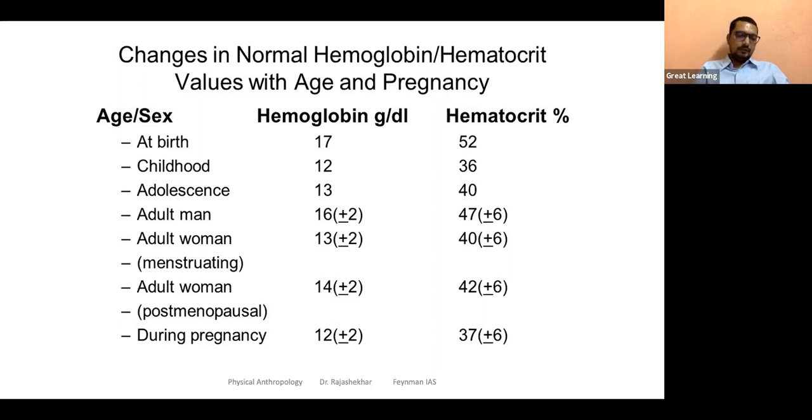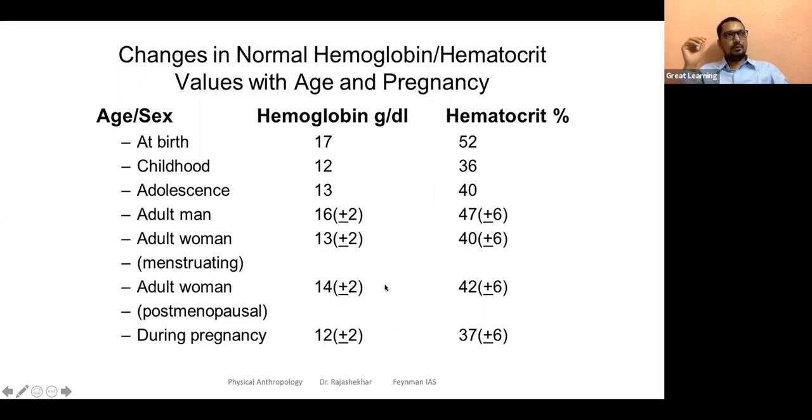Okay, and same with women during pregnancy, they also tend to have low levels. So in general, women have less hemoglobin than men. So adult women, menstruating women, postmenopausal women, and pregnant women, these numbers 12, 13, 14 are slightly less compared to men. So their overall RBC level also decreases. So they're anemic. These people tend to be more anemic. So this is normal to them, but they tend to be anemic.